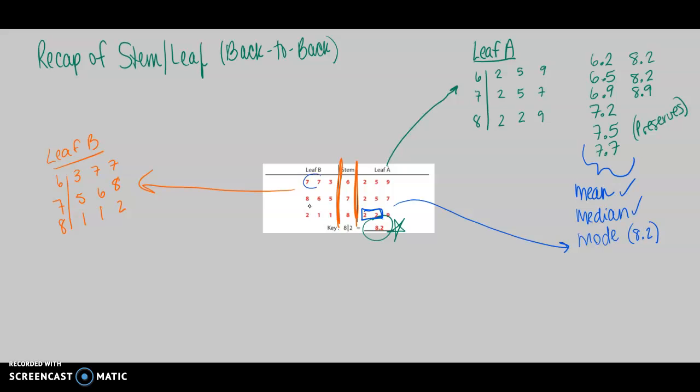And then here, actually, set B is bimodal. So there are 2 modes, 6.7 and 8.1. Okay. You could find the range. So you would say, I'm going to look at the max value, which is 8.9, and then subtract out the minimum value, which is 6.2. And then that would be the range. What is that? 2.7. Didn't even need to regroup.